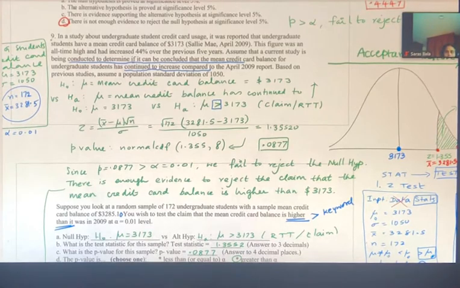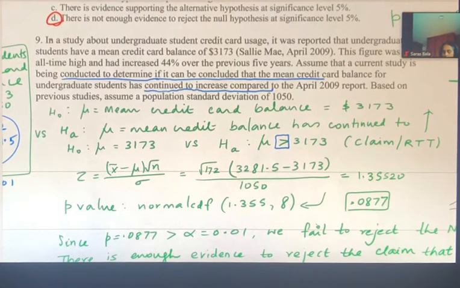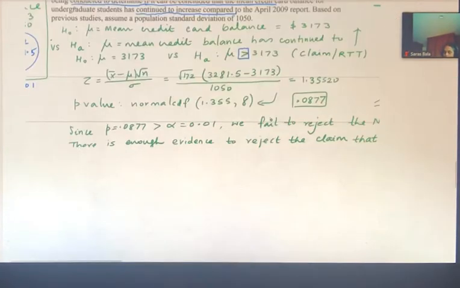So what is the claim? The claim is that the mean is greater than 3,173. So I'm not seeing enough evidence to say that it is higher than 3,173. When I'm keeping my null hypothesis, I'm going to state the conclusion about the alternate hypothesis, because I'm looking for evidence for the alternate hypothesis. So my question is to answer the alternate hypothesis. Do you see enough evidence?